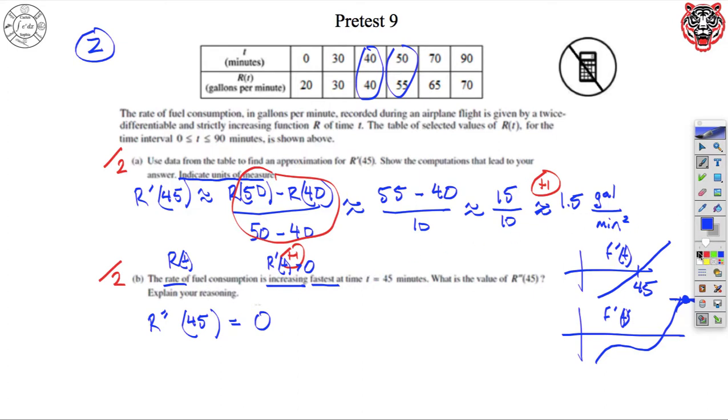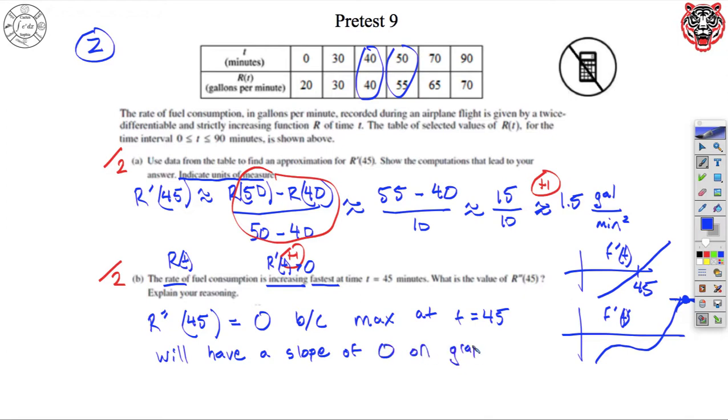All right, so we need this, and then we have to say the reasoning because max at t equals 45 will have a slope of 0 on graph of R prime.